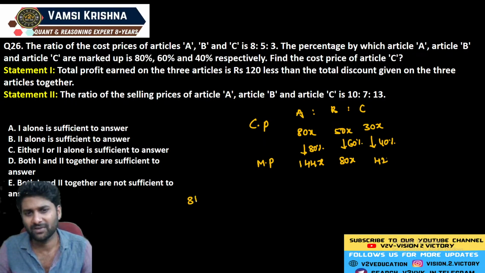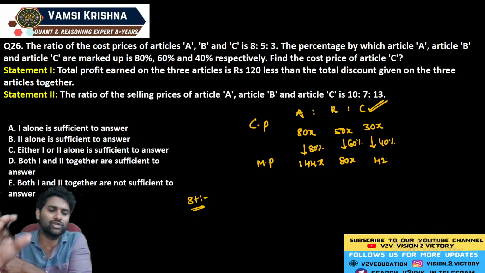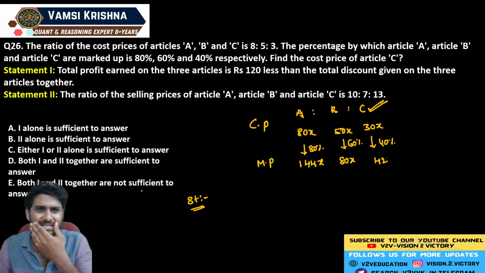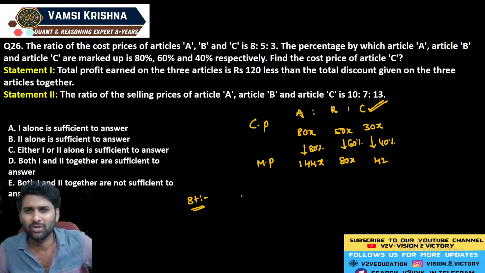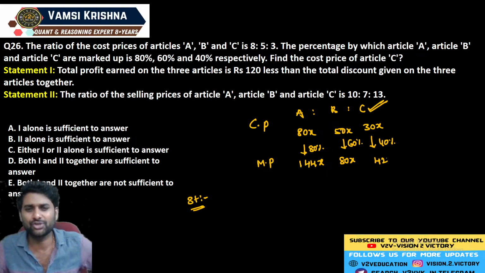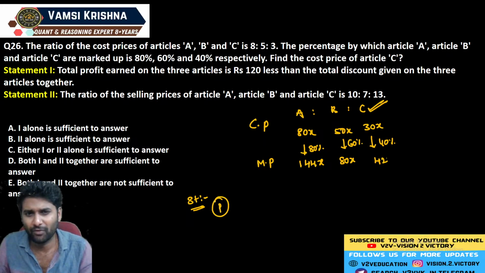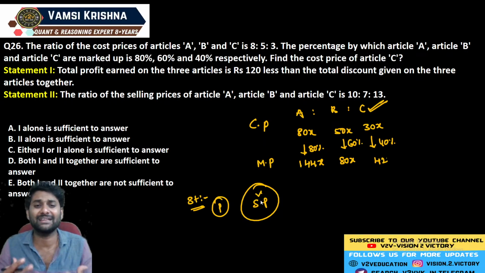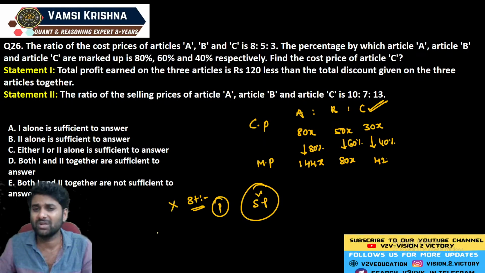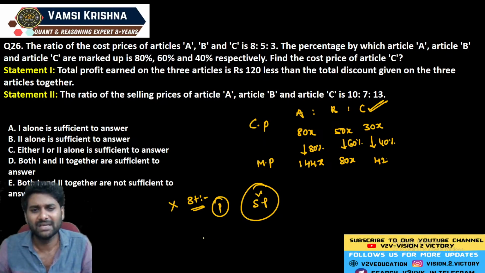So we have this information. Now go through statement one. Now the question: find the cost price of C. Can we get the cost price of C with the help of the statement? Check statement one. Total profit earned on three articles is 120 less than the total discount given on the three articles together. Guys, if you want profit, we need selling prices. If you have a selling price, definitely we will get the profit. That's why statement one is not at all sufficient. Why? Because here data is available with cost price and market price. We don't have any selling price.